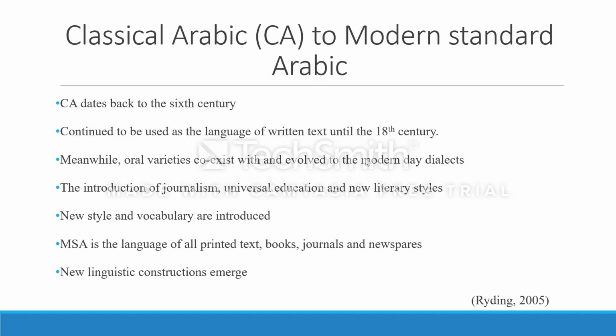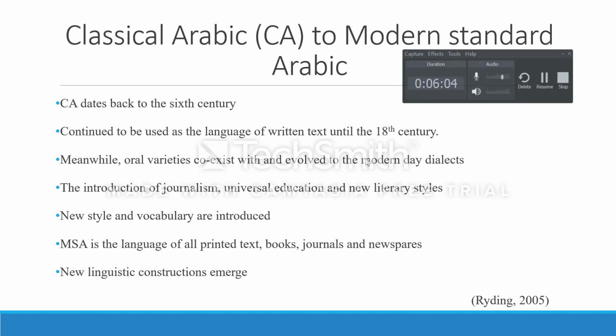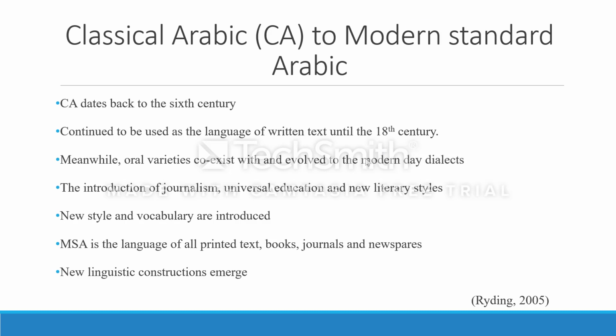At the end of the 18th century, new literary forms and vocabulary were introduced to classical Arabic. This could be attributed to the establishment of journalism and the spread of universal education. Modern Standard Arabic has started to be used as the language of all modern text, from books, journals, newspapers, and even street signs. This gave rise to new linguistic constructions, such as the one that we are interested in in this presentation.